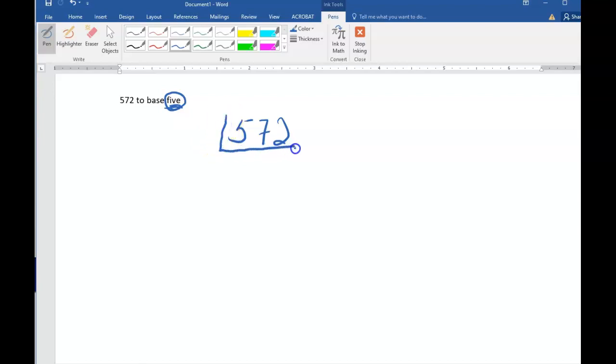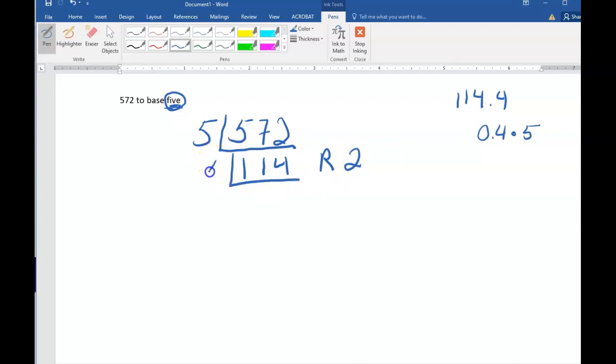One of the ways that I do this is I start dividing by 5. So I take 572 and divide that by 5, and I get 114.4. I'm going to put the 114 here, and then I want to put the remainder out here. Well, I can't put a 0.4, so I'm going to take the 0.4 times 5, and that gives me a 2. This is my remainder here. And I'm going to continue that process.